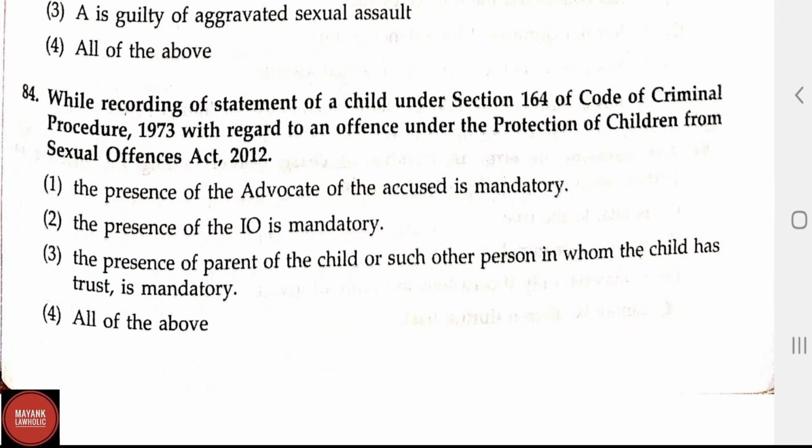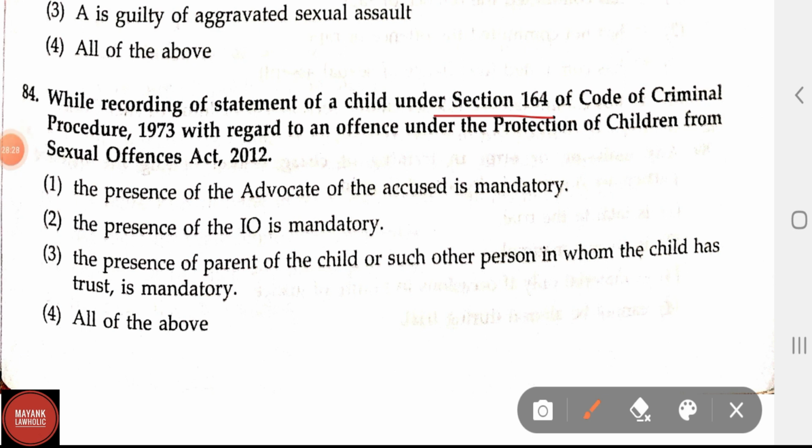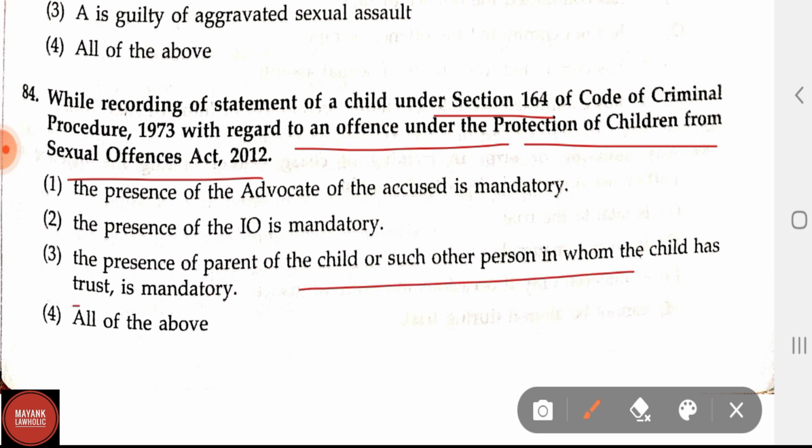While recording the statement of a child under Section 164 of CrPC with regard to an offence under the Protection of Children from Sexual Offences Act 2012: Option 1, the presence of the advocate of the accused is mandatory. Option 2, the presence of the investigation officer is mandatory. Option 3, the presence of a parent of the child or such other person whom the child trusts is mandatory. Option 4, all of the above. Here the correct answer is option 3. The presence of the parent of the child or such other person in whom the child has trust is mandatory.